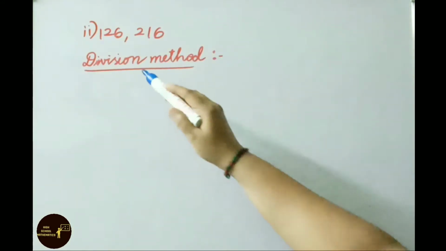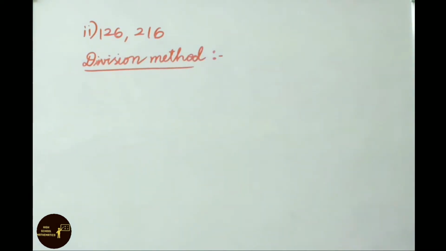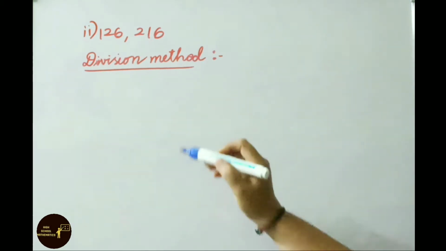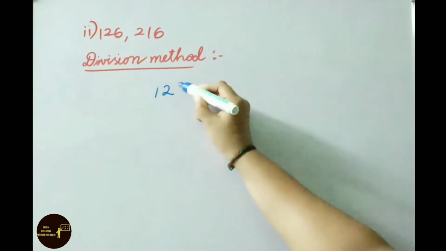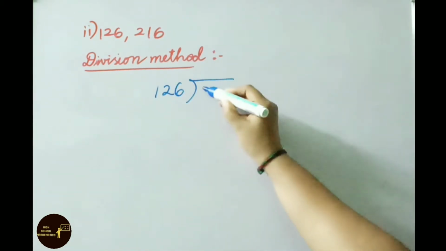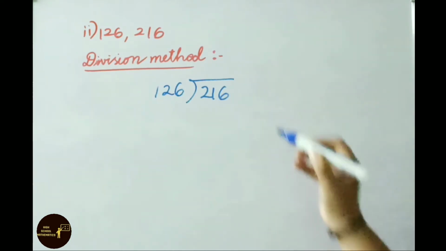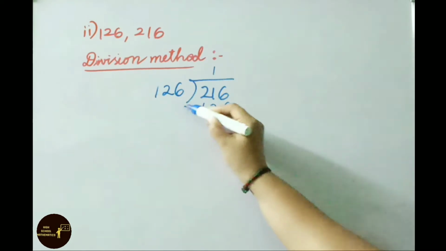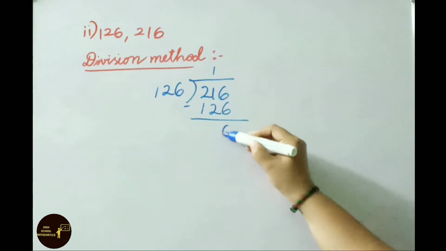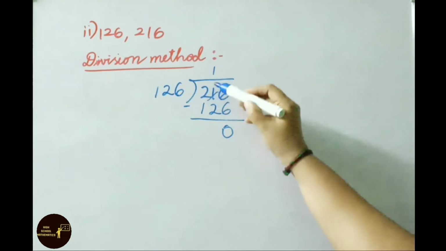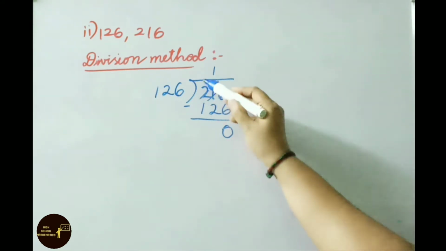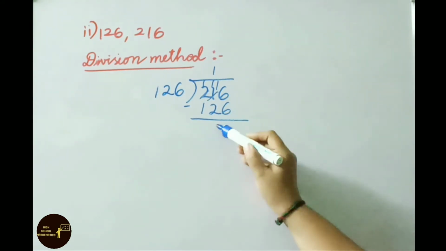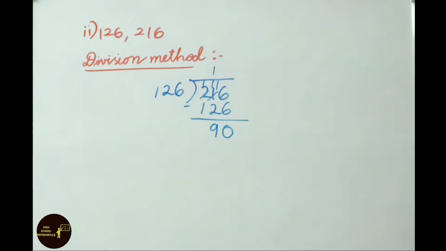See the second sum now. 126 and 216, we have to find HCF. First we are solving by division method. Now we are going to divide 216 by 126. 126 ones are 126. Now subtract: 6 minus 6, 0. Borrow means 1 becomes 11, 2 becomes 1. 11 minus 2, 9. 1 minus 1, 0.